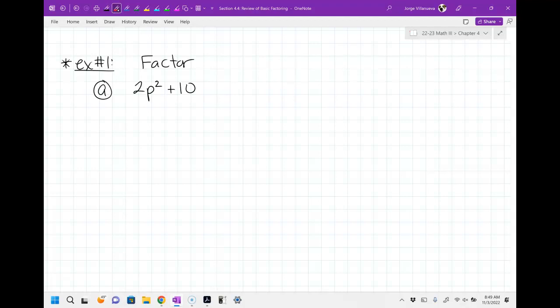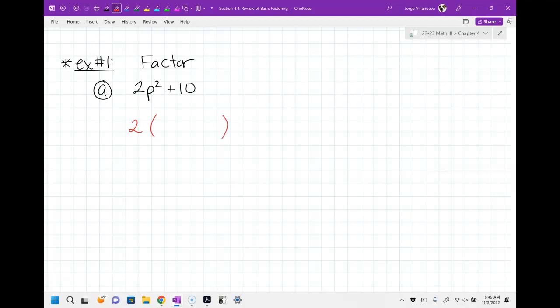All right, so you see this, it says 2p squared. So what I always do is I ask myself, do they have numbers in common? In other words, is there a number that can divide both 2 and 10? Yeah, what number is that? 2, so I'm going to write 2. Do they have letters in common? No, one of them has a p squared, but the other one has nothing. So they don't have any letters in common. So then I'm going to do this.